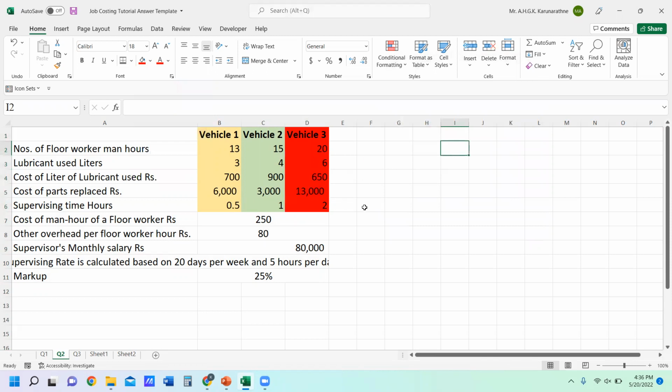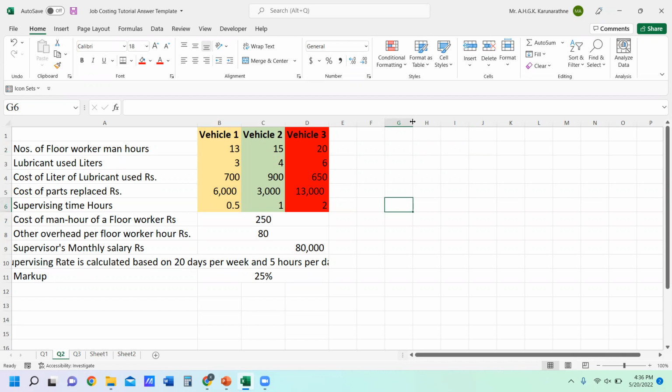Right. So these are the information relating to 3 different jobs undertaken by the particular service center. Right. Three vehicles have been serviced, and the information relating to those jobs is what has been given to us. Okay. So let's see how to find out the job cost.